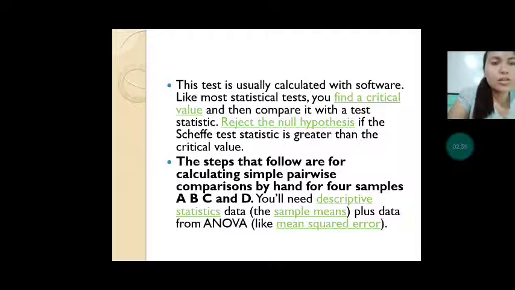So this test is usually calculated with software. Like most statistical tests, you find a critical value and then compare it with the test statistic. Reject the null hypothesis if the Scheffe test statistic is greater than the critical value. So the steps that follow are for calculating simple pairwise comparisons by hand for 4 samples A, B, C, D. You'll need descriptive statistic data, so the sample means plus data from the mean squared error.